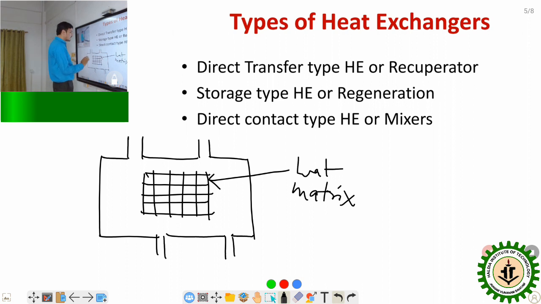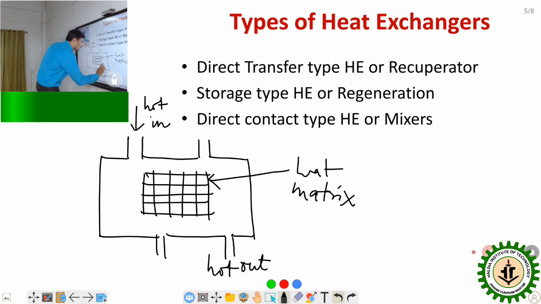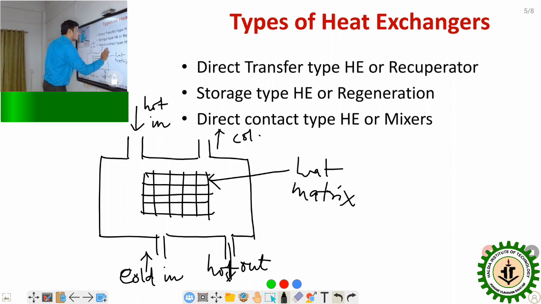Now here suppose hot in. So here hot out. So we are just giving the arrow sign here, hot out. And here cold fluid is getting in, cold in, and cold fluid again getting out, cold out.